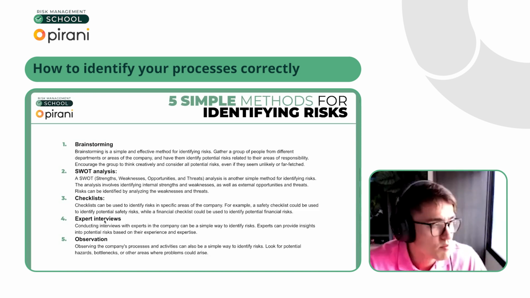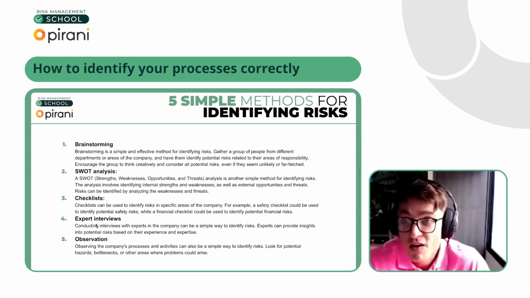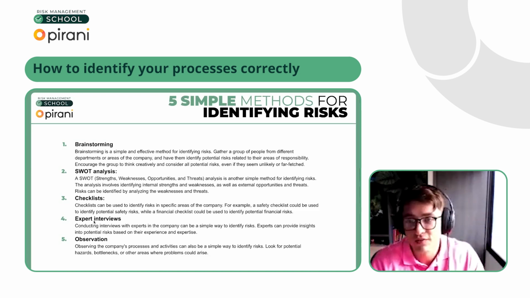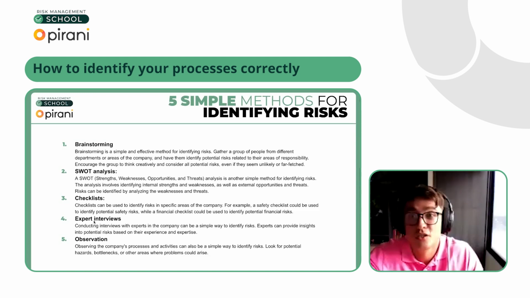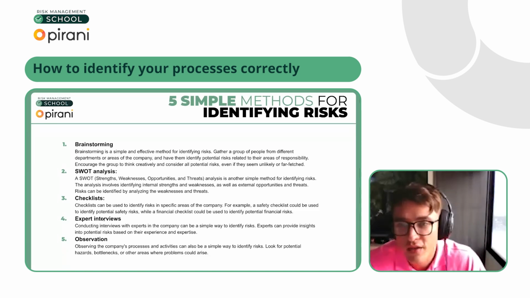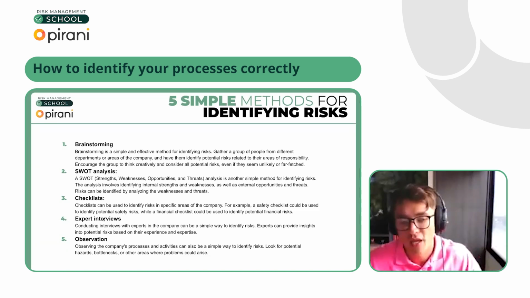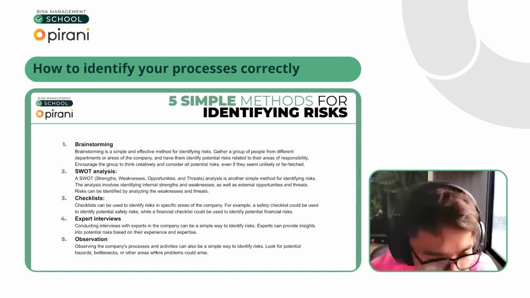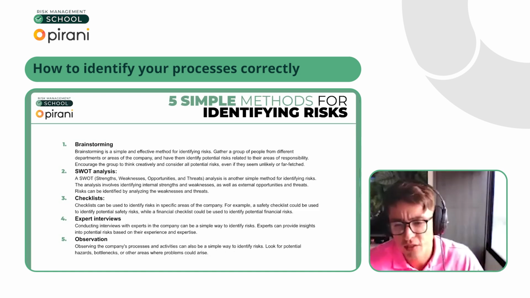As I told you, maybe in my team we're going to talk with them, but maybe we can invite an expert in, I don't know, environmental things or legal stuff, or a doctor to understand. It depends on the mission or the context of my company. And of course, it seems obvious, but observation is always going to be a very good starting point. Observing the company's processes and activities can also be a simple way to identify risks.